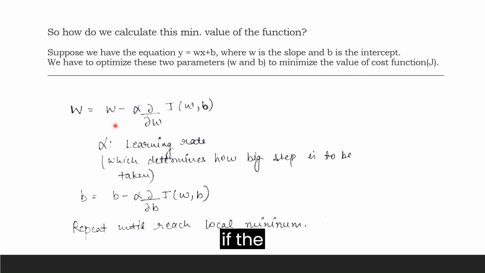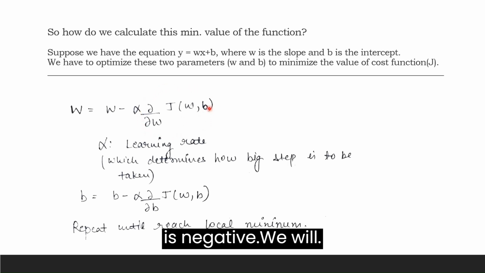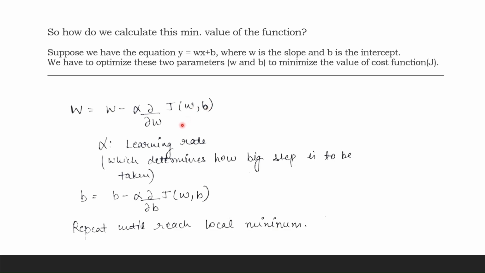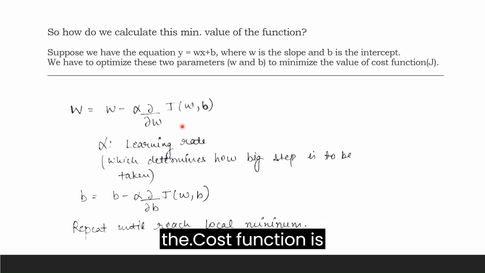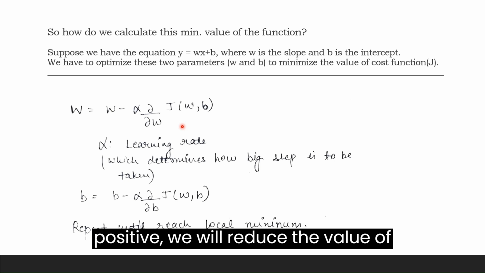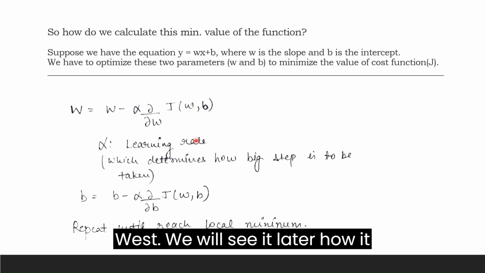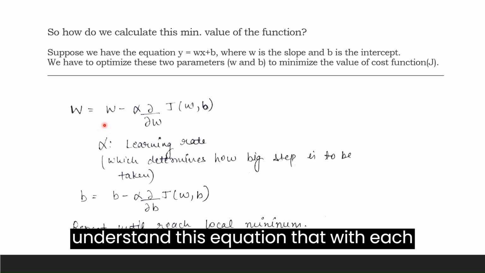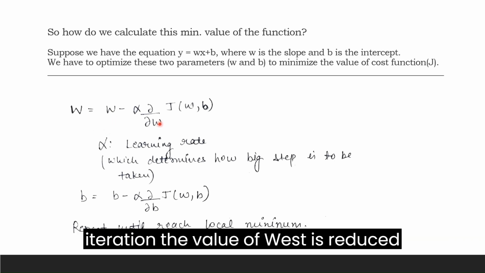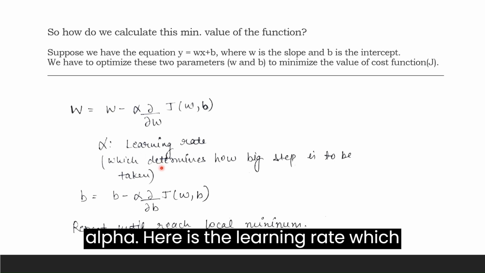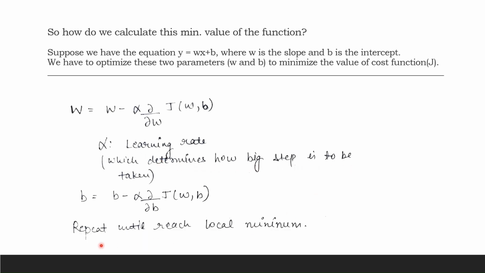With each iteration, the value of w will be reduced or increased. That will depend on the derivative of the cost function. If the derivative of the cost function is negative, we will add to the value, and if the derivative of the cost function is positive, we will reduce the value of w. We will see later how it works, but for now you have to understand this equation, that with each iteration the value of w is updated. Alpha here is the learning rate, which determines how big a step is to be taken, and we repeat this until we reach the local minimum.